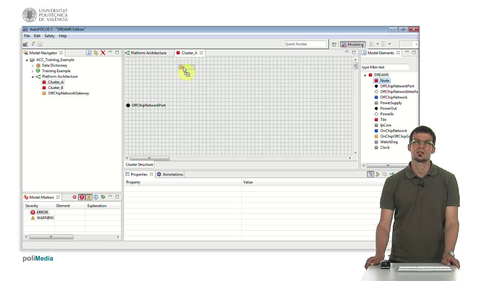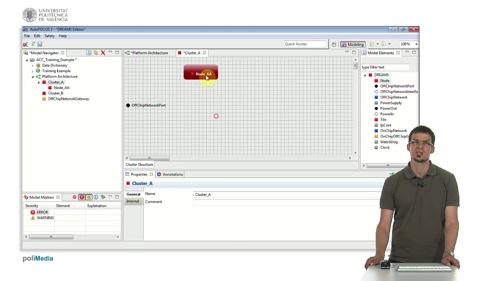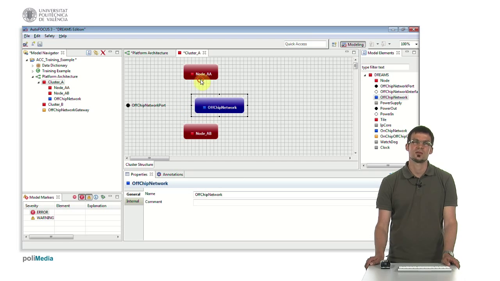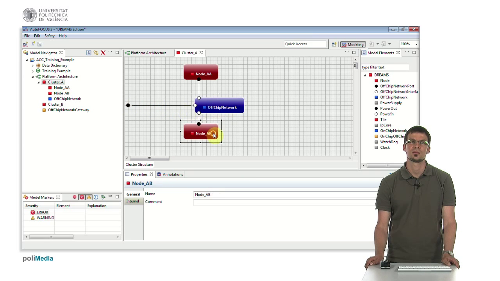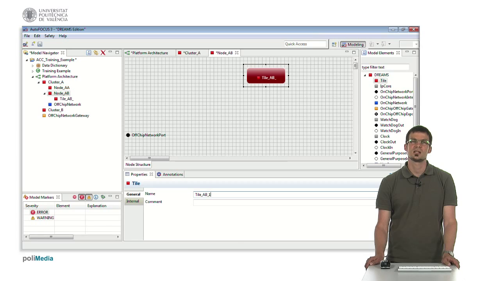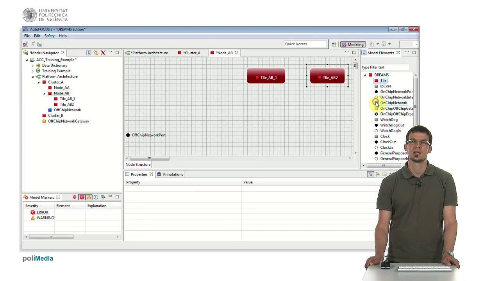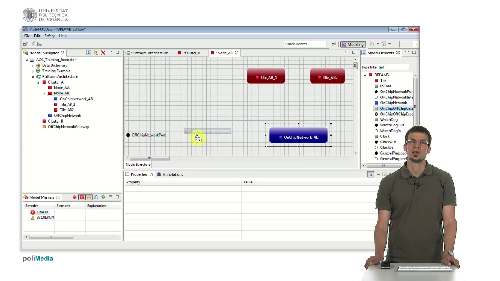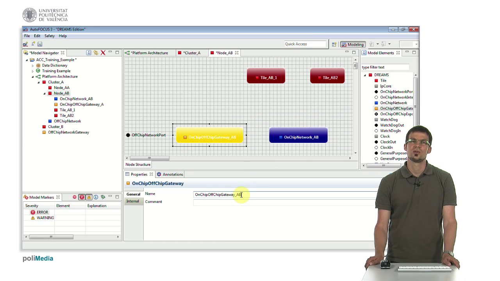A cluster consists of a set of nodes, that is, embedded computer systems that communicate over an off-chip network. As shown before, the off-chip networks of different clusters can be connected using a gateway. A node consists of a number of multi-core chips that communicate over an on-chip network. The connection of the on-chip network to the containing node's off-chip network is realized via a gateway.